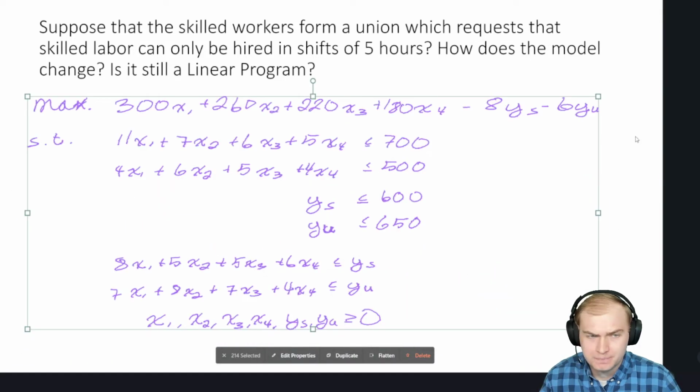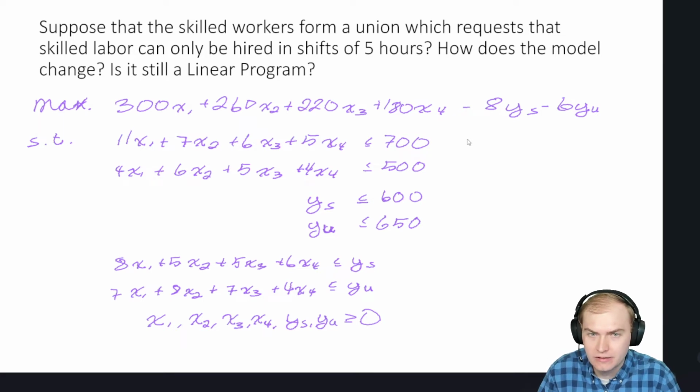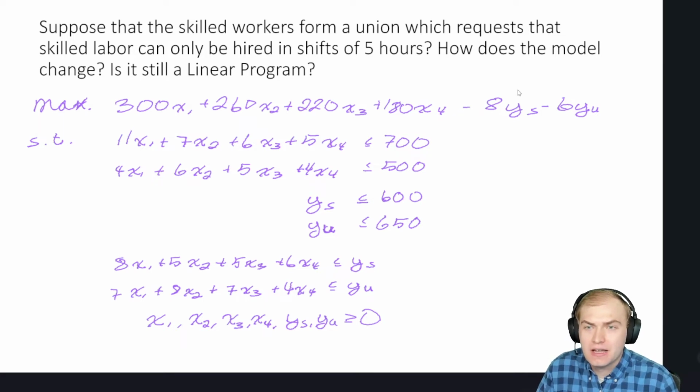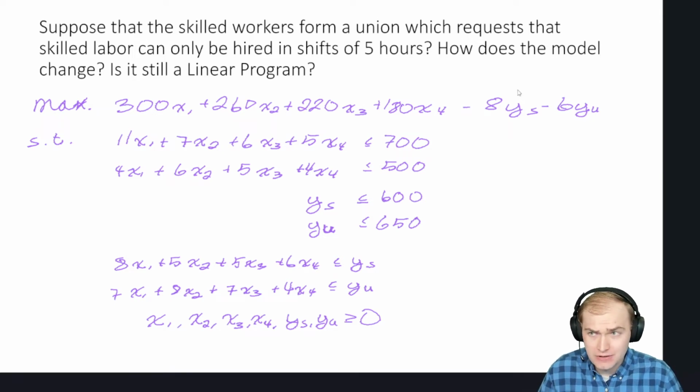Copy our model here. So suppose that a union crops up in our water tech company, and they say you can only hire skilled labor in shifts of 5 hours. How does it change the problem?